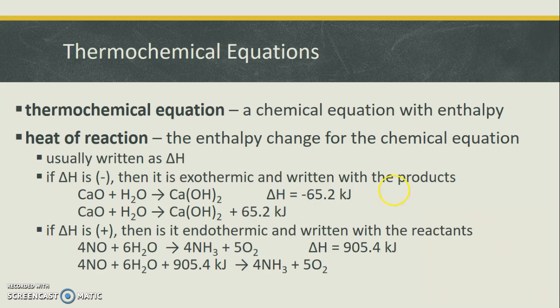And the way that you show that it's coming out is you write it on the right-hand side. The reason that this one here is written on the left of the arrow is because it's endothermic. It's a positive number. And remember, endo means in, so heat is going in. And the way that it's going in is by putting it in the reactants.